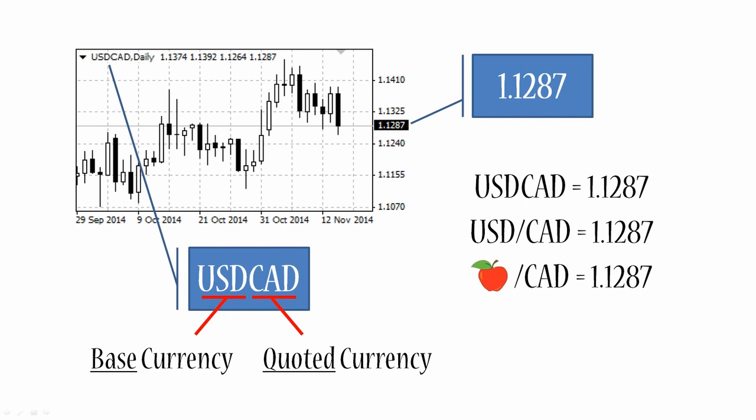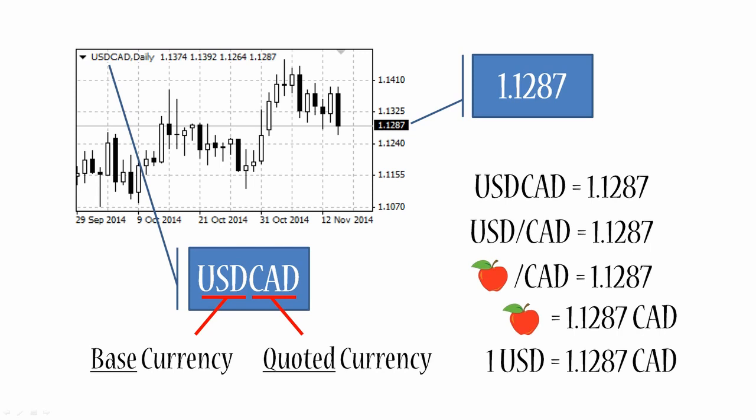In this case, apples. So in this example, we can see that the price of one apple is 1.1287 Canadian dollars, or approximately 1 Canadian dollar and 13 cents. So now going back to US dollars, we can see that the price of 1 US dollar is approximately 1.13 Canadian dollars. This means that for 1 US dollar you will get 1 Canadian dollar and 13 Canadian cents, or conversely, to buy 1 US dollar you would need 1 Canadian dollar and 13 Canadian cents.